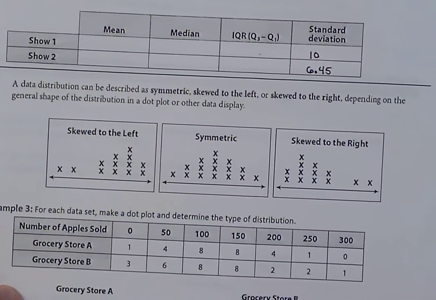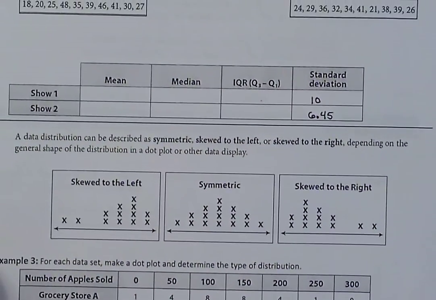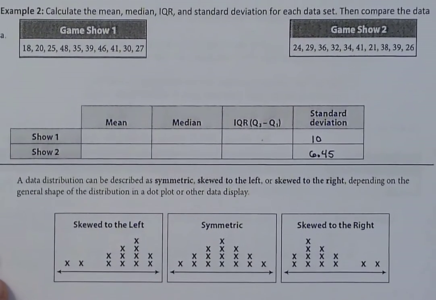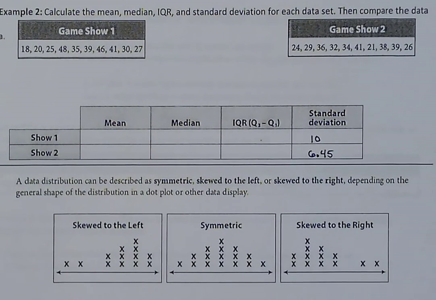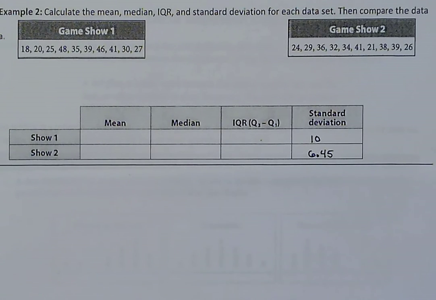Example 2 wants us to go through and calculate the mean, median, IQR, and standard deviation for each data set, and then compare the data. Now, I have gone through and provided the standard deviation for us on this one, that way we don't have to run through and do it. What you would have to do is put these numbers first in order from least to greatest to figure out the median and the IQR.